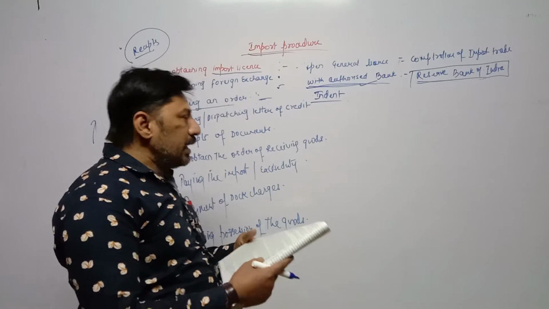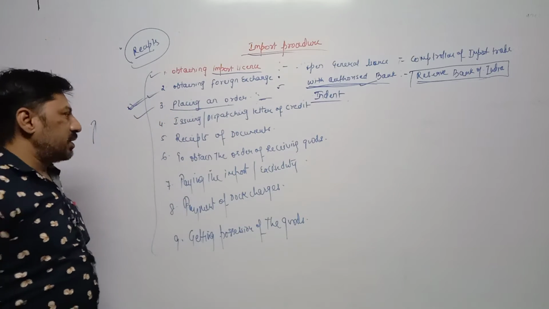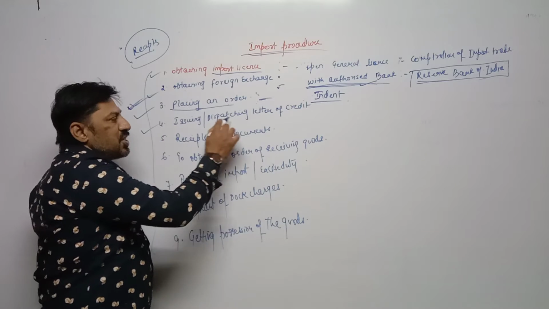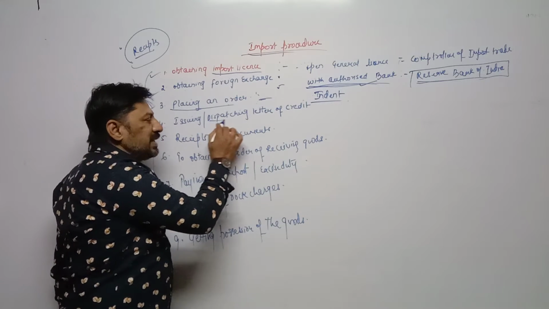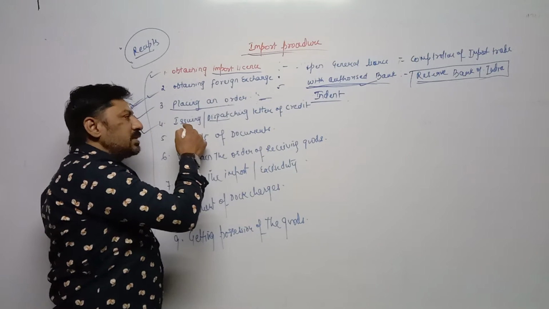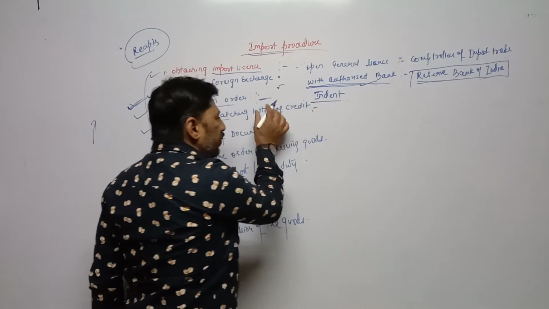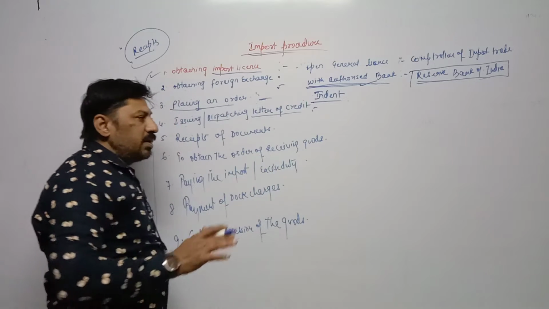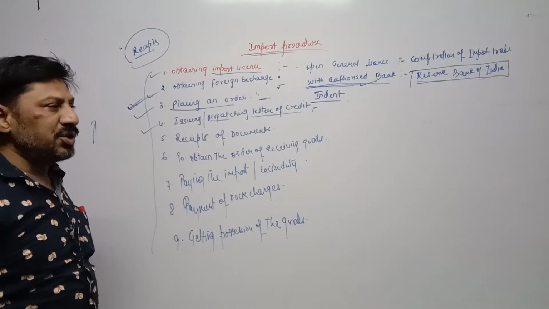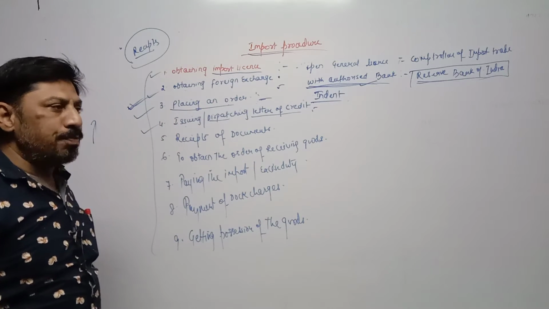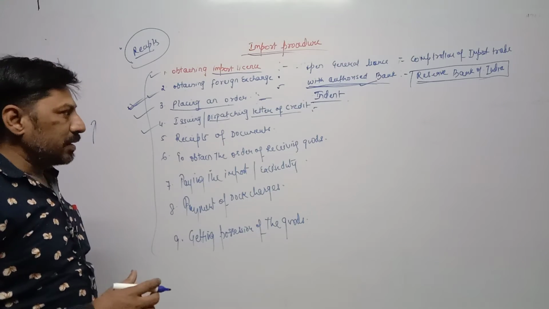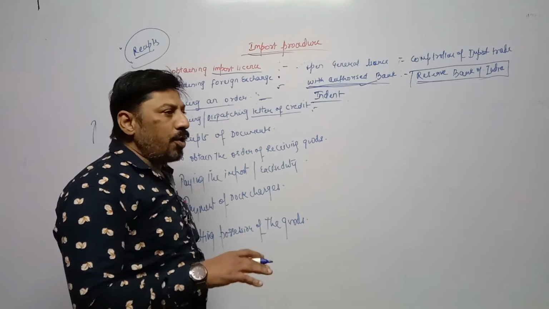Now the fourth one is dispatching letter of credit. Fourth, dispatching letter of credit. Dispatching means sending. Issuing means who is issuing. Now I am explaining first of all what a letter of credit is. Letter of credit shows the financial position of the importer, and this letter is issued by the bank of the importer.